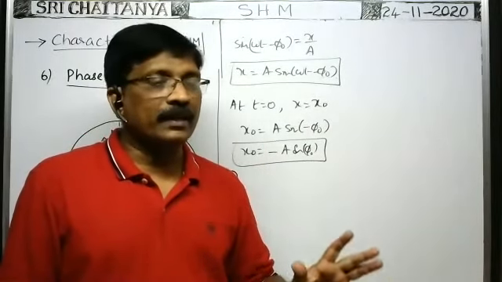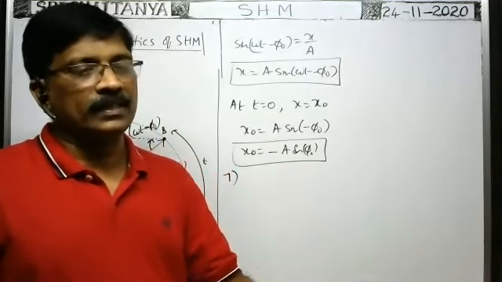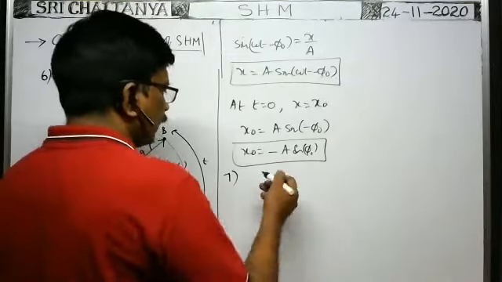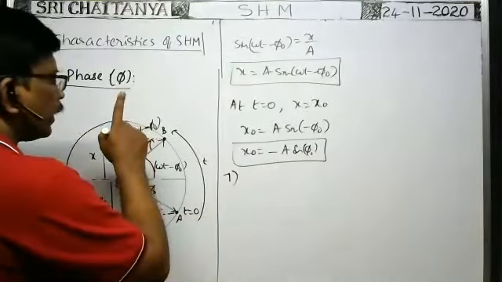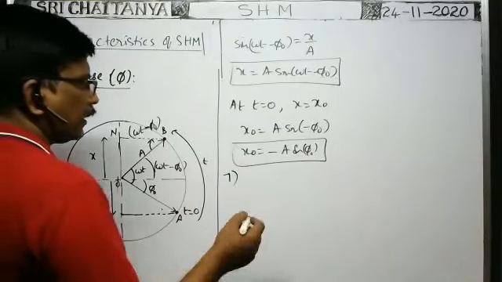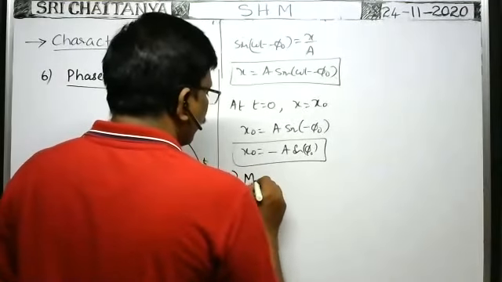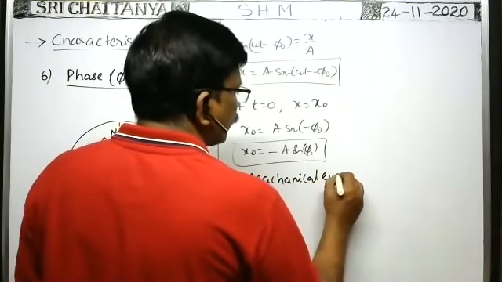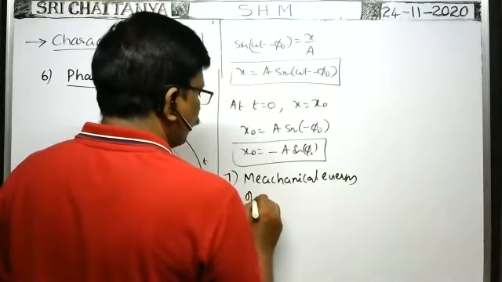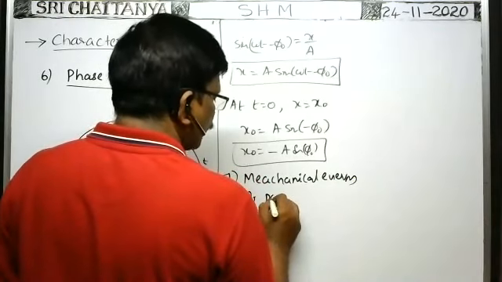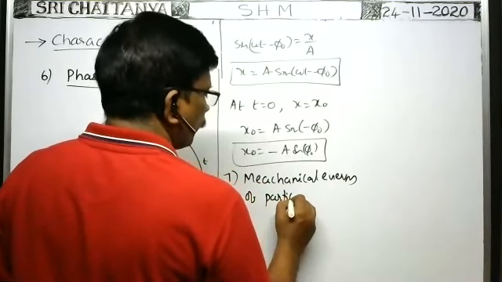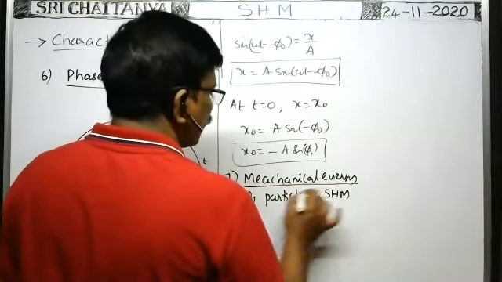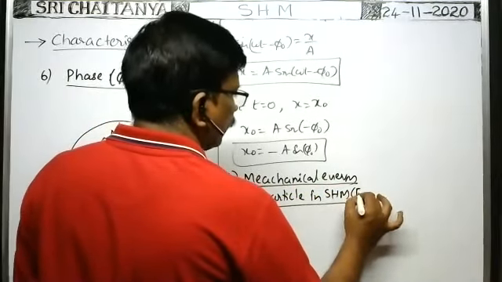These two are called mechanical energies. The sum of these two energies, kinetic energy and potential energy, is called the mechanical energy of the simple harmonic oscillator. The particle which executes simple harmonic motion is called a simple harmonic oscillator. Okay, so mechanical energy of a particle in SHM or simple harmonic oscillator, capital E.